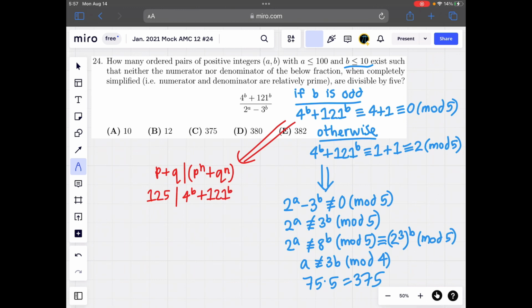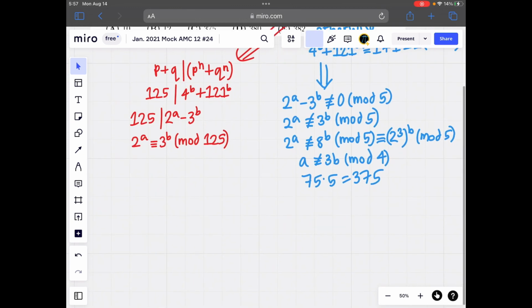So then, what we're looking for is that the denominator is also a multiple of 125. That's the only way we can drain all the factors of 5 out to get a fraction where neither the numerator nor denominator are divisible by 5. So we want 125 divides 2 to the a minus 3 to the b, or written in modular arithmetic terms, 2 to the a is congruent to 3 to the b mod 125. And it would be nice if the second base was also a power of 2, as before.